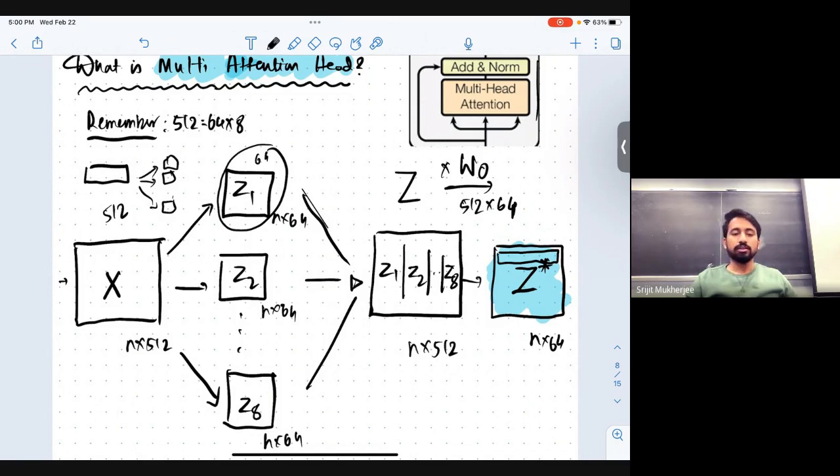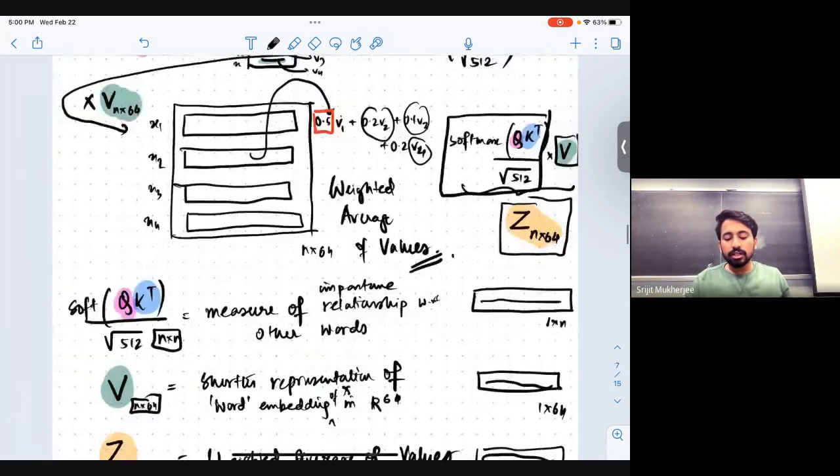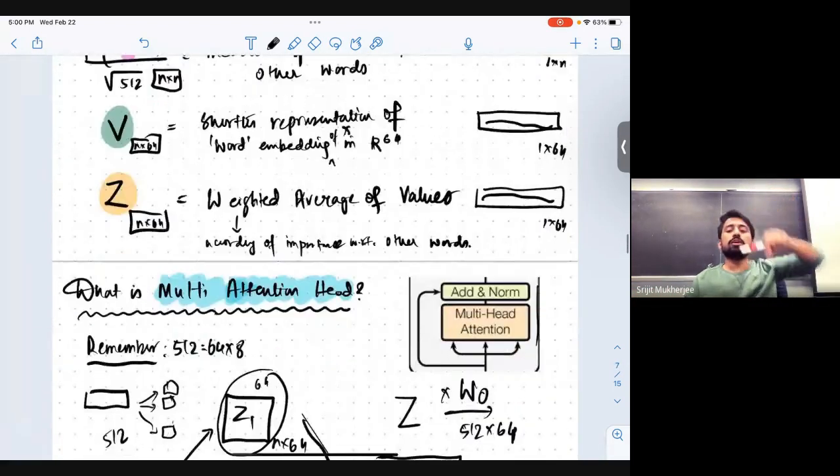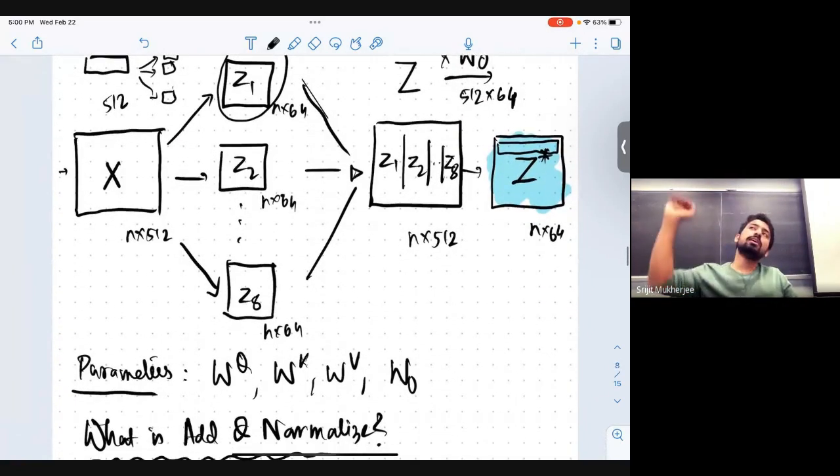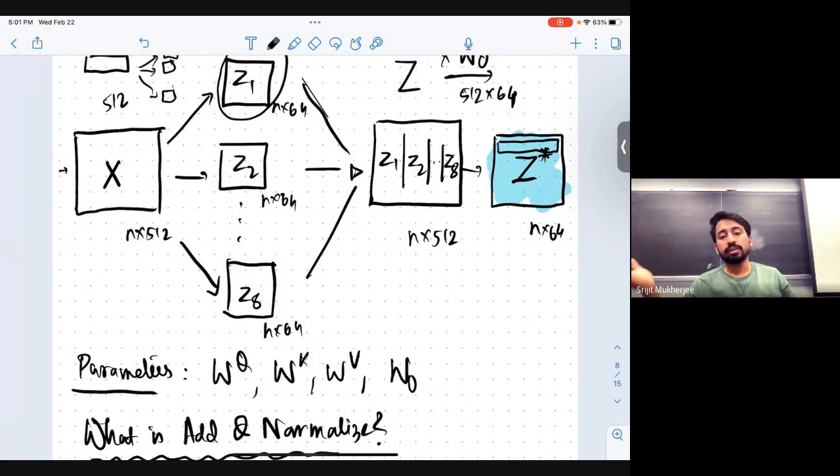vector is being learned out of this x vector. You can see how the amount of information about the relationship of the words, the interrelationship of the words, is being stored here by multi-attention heads. So you can say, instead of these 8 64-dimensional ones, you could have just taken one big n cross 512 dimensional thing.